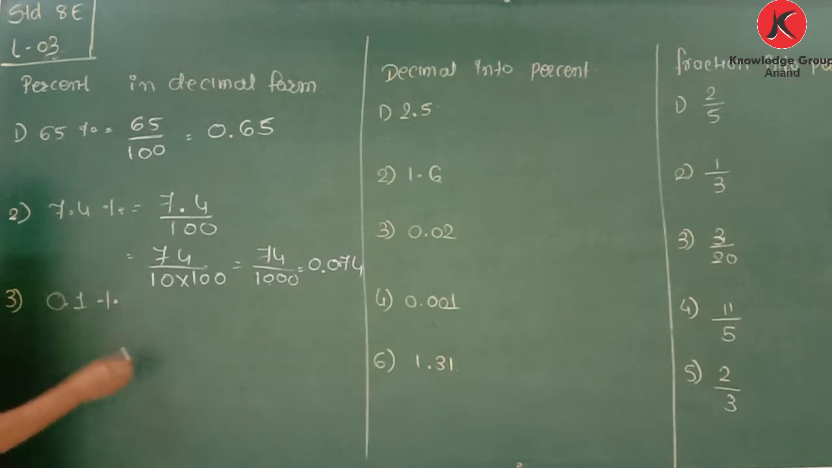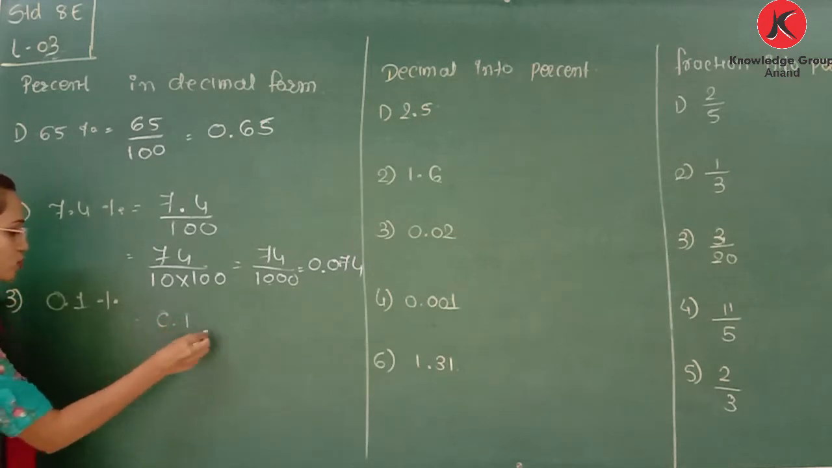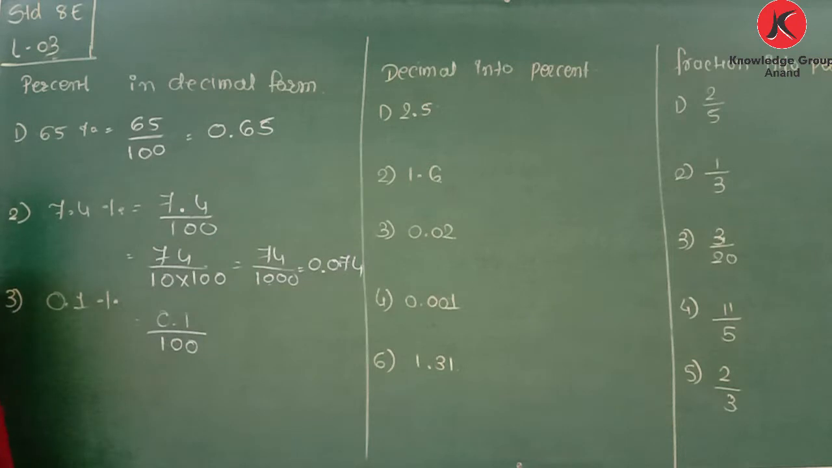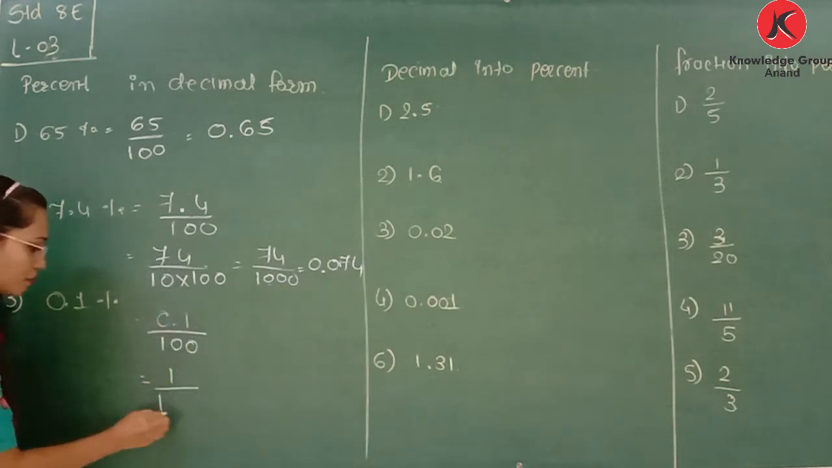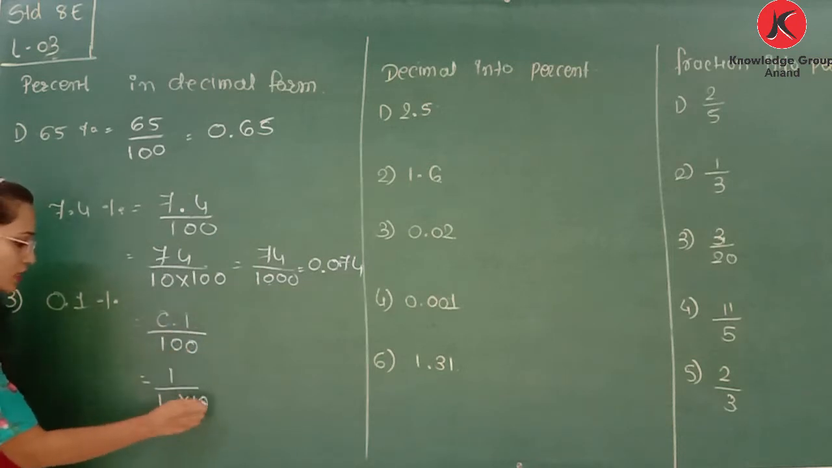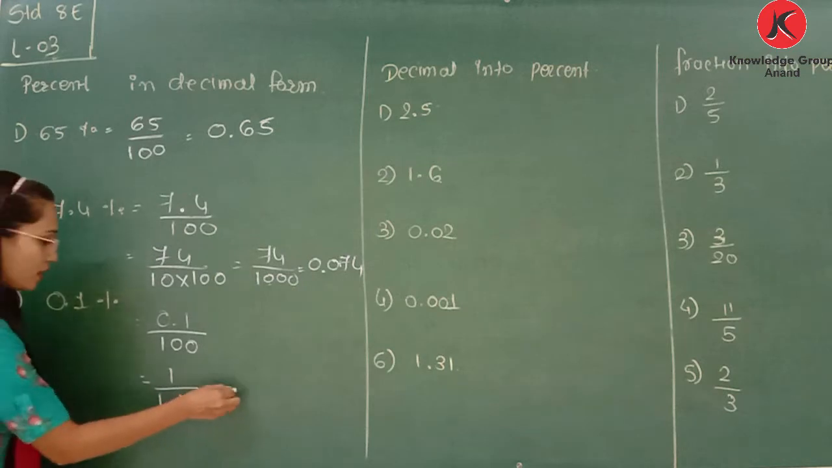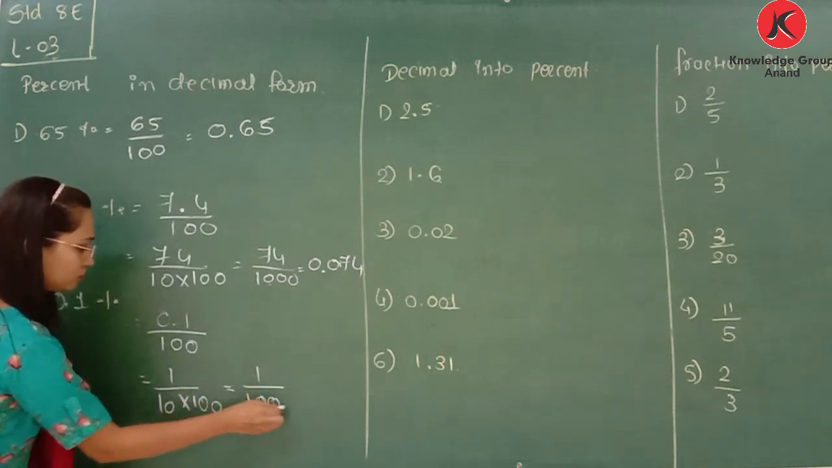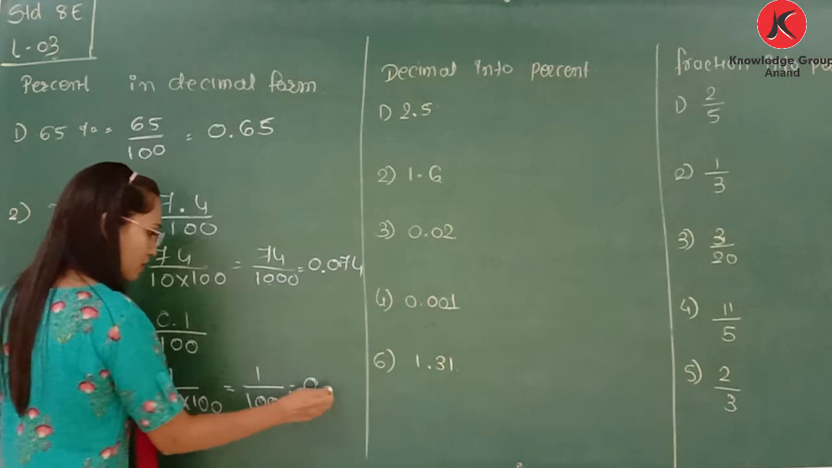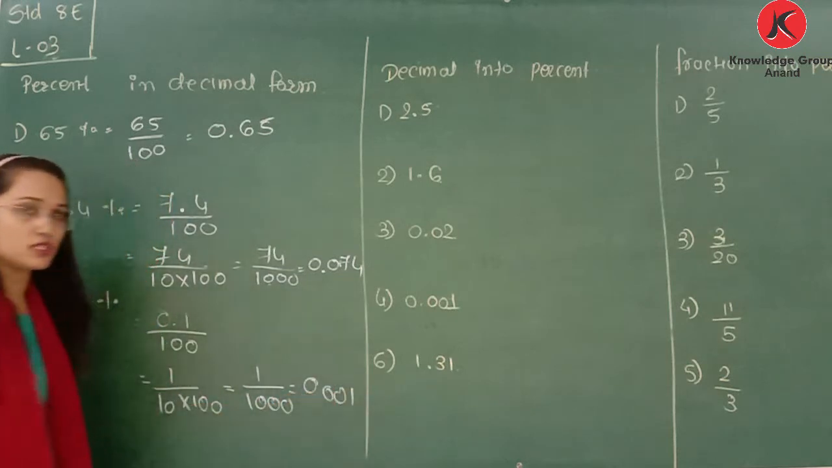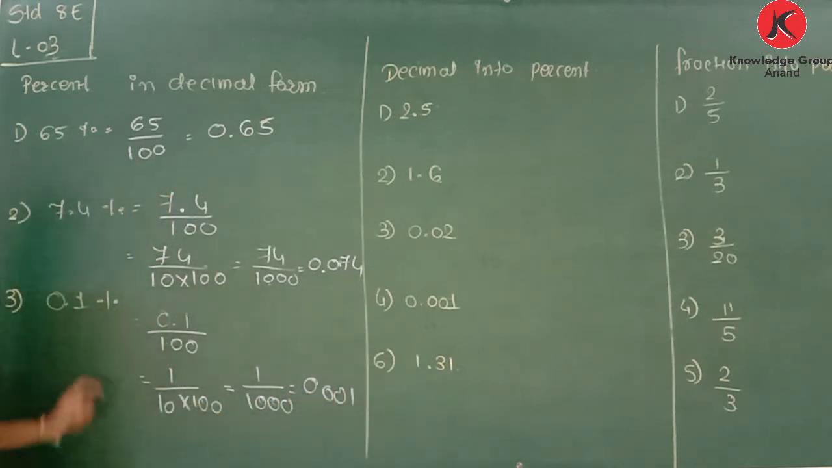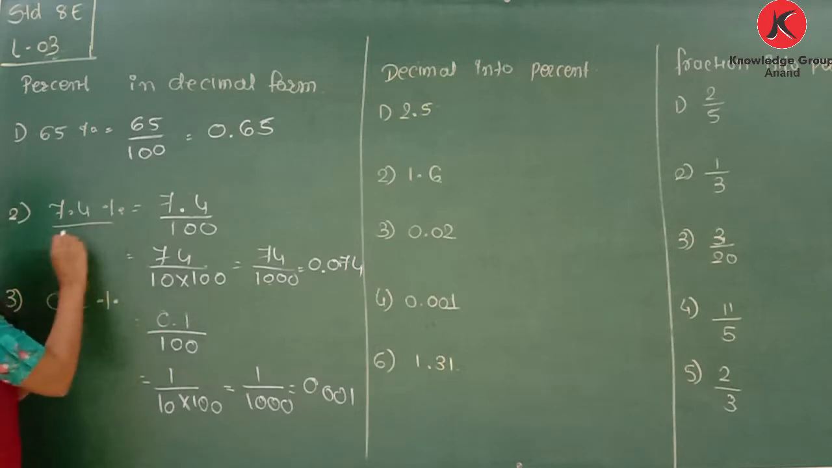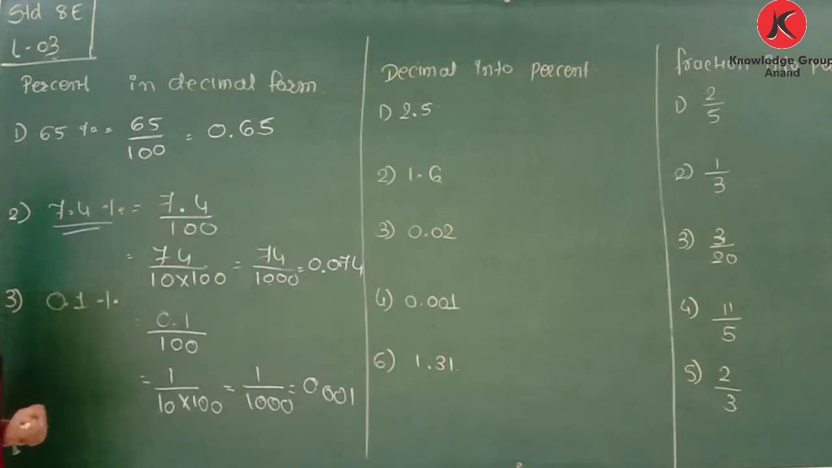Now the next one, 0.1%. So 0.1% can be written as 0.1 divided by 100. 0.1 is 1 by 10, and 100 is already there in the denominator. Now again there are 3 zeros, so as a decimal we can write 0.001. Clear? So this way we can convert percentage to decimal.